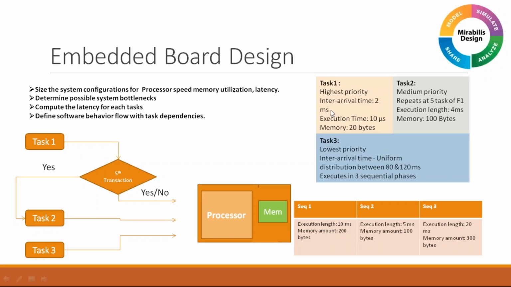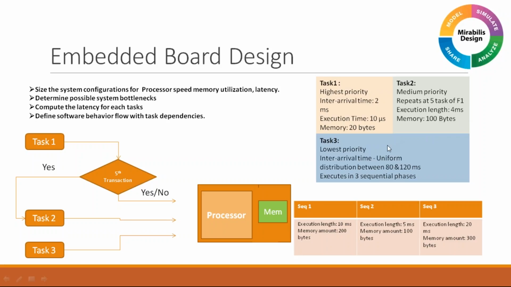Task 1 requires about 20 bytes of memory space, whereas task 2 has medium priority, and for every 5th task of task 1, it is going to generate a task 2. The execution length is going to be about 4 milliseconds, and the memory it is going to take is about 100 bytes.